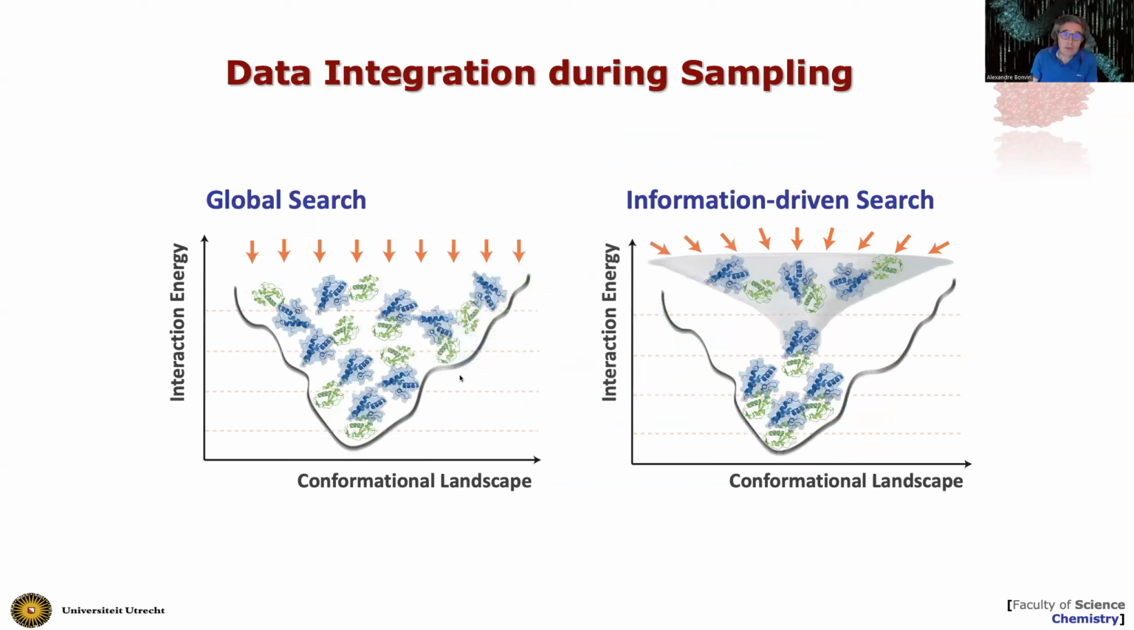So most of the initial docking methods were basically doing this global search where they were systematically searching all translations, all rotations.